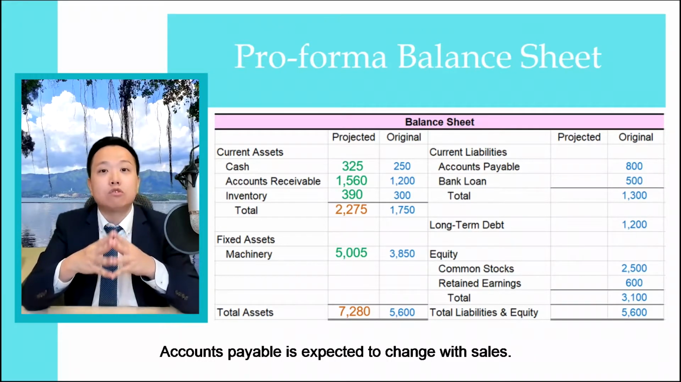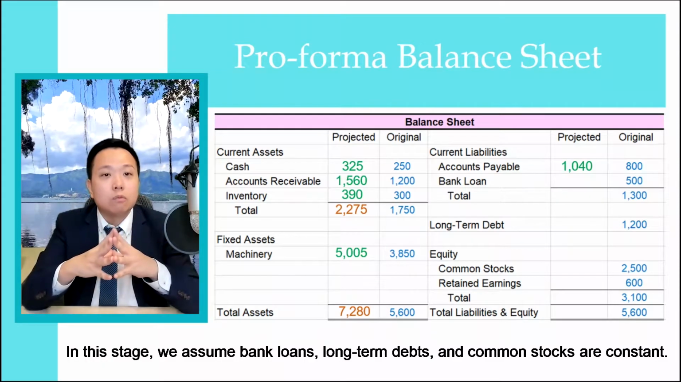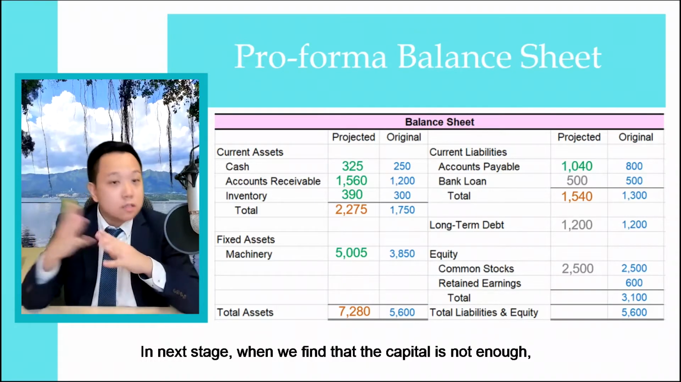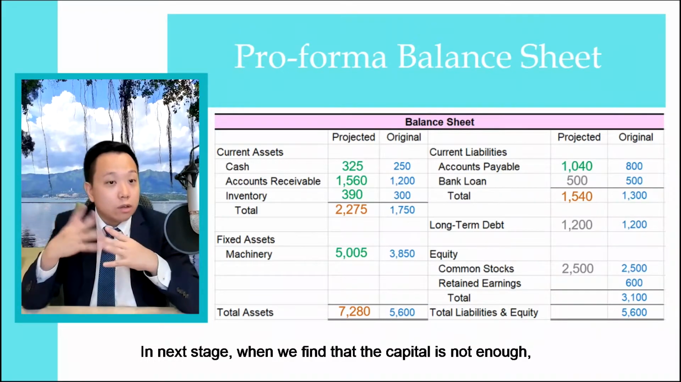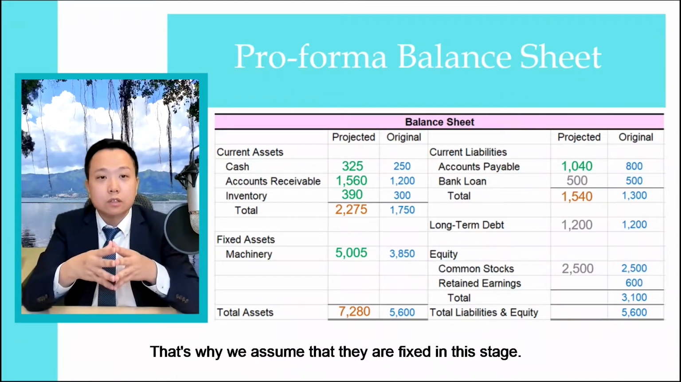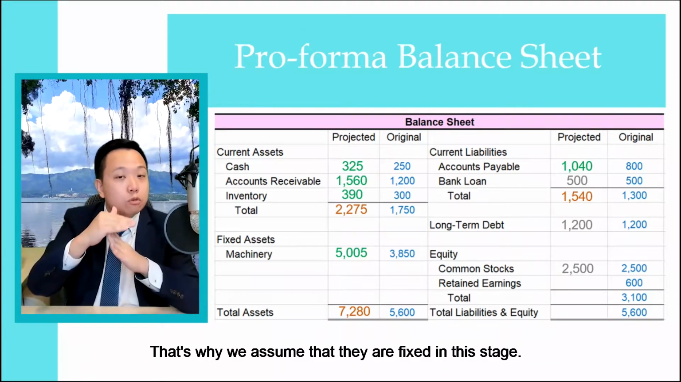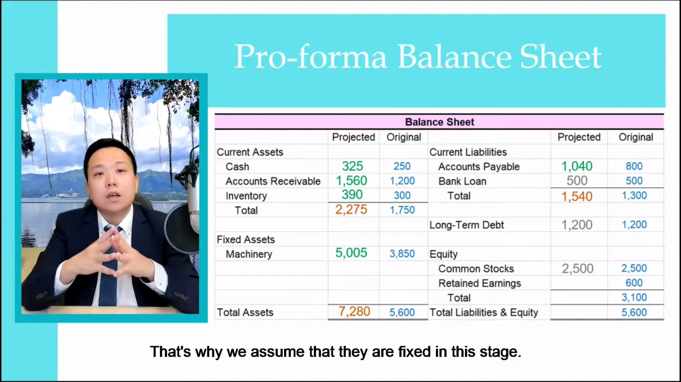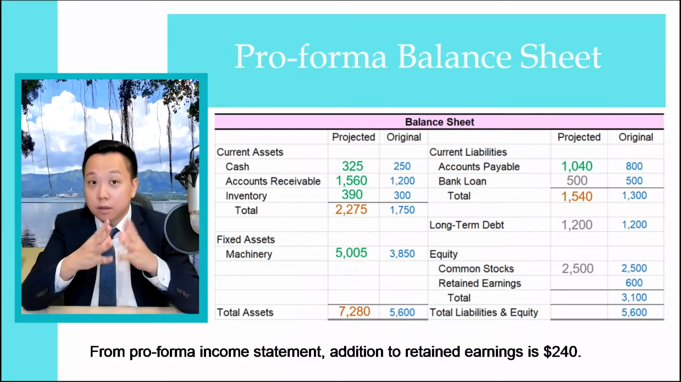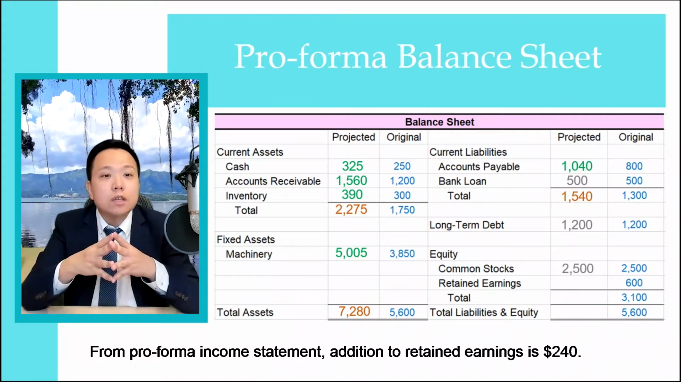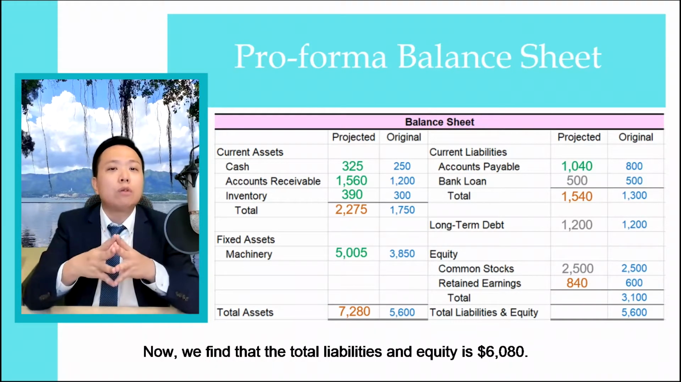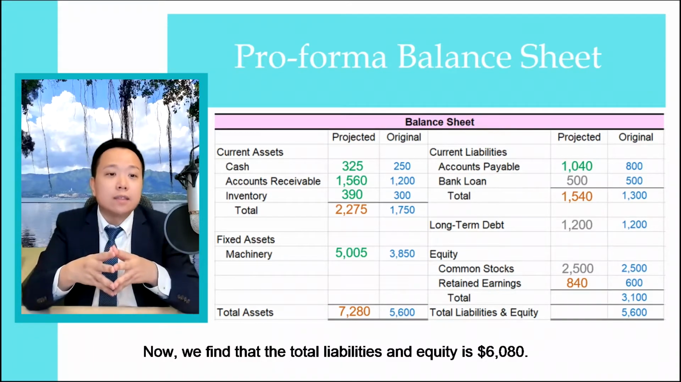Then we move to the right-hand side. Accounts payable is expected to change with sales. In this stage, we first assume the bank loan, long-term debt, and common stock are constant, because in the next stage, when we find that the capital is not enough, we will then decide which one will be used to finance the growth. So in this stage, we first assume these three items are fixed. Then the remaining item is the addition to retained earnings. Because in the income statement we find that it will increase by 240, retained earnings would become $840. Now we find that the total liabilities and equity is 6,080.